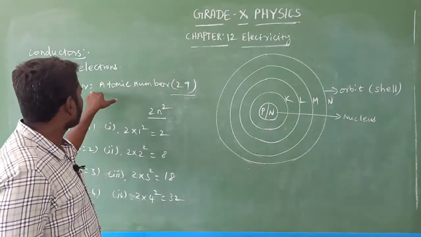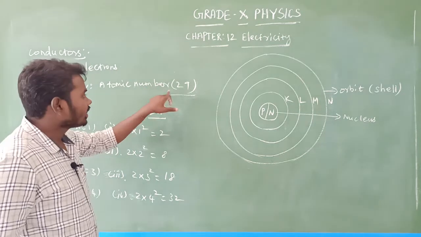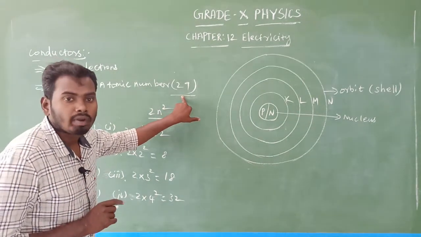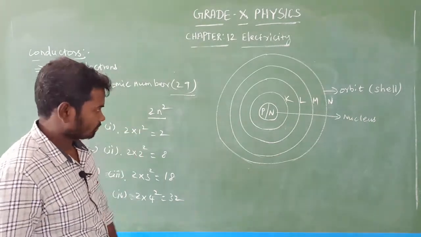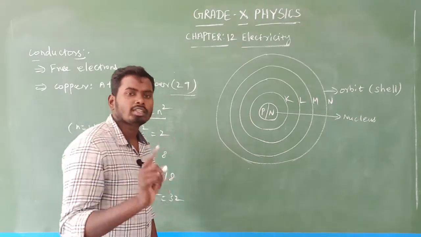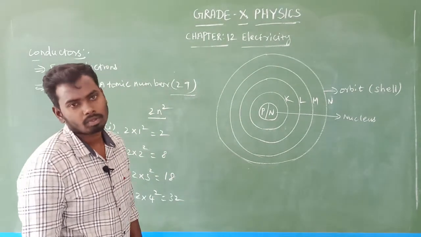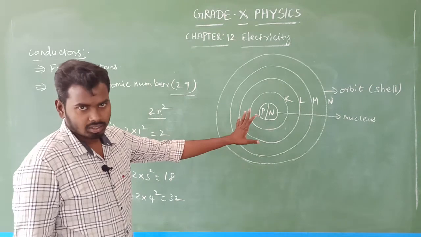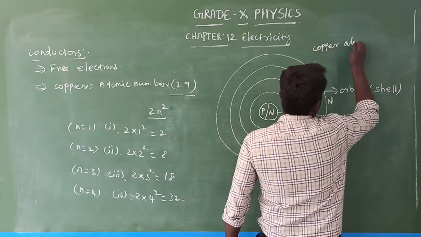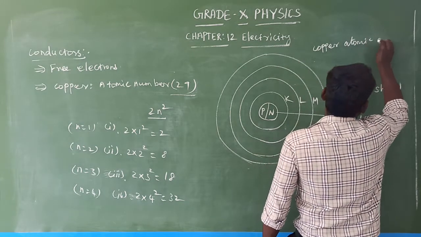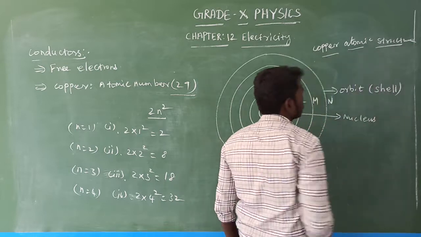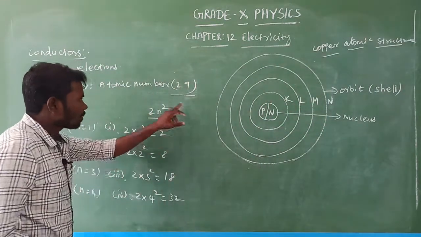Now come to the copper atomic number. The copper atomic number is 29. Is it clear? Yes. This is the atomic structure, the copper atomic structure, which means the electronic configuration. The copper atomic number is 29.